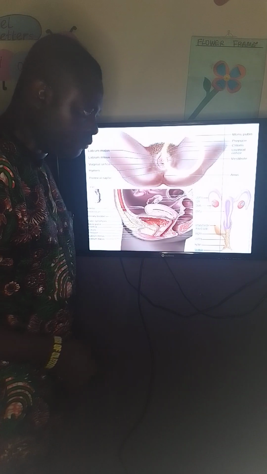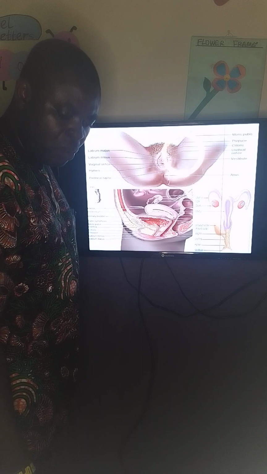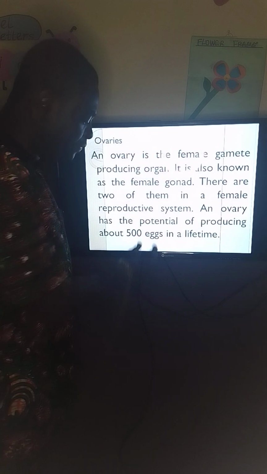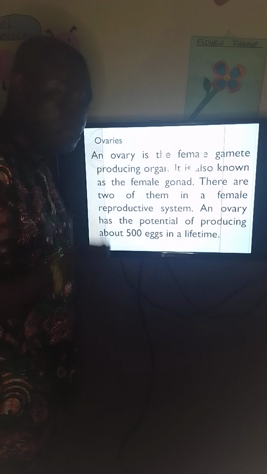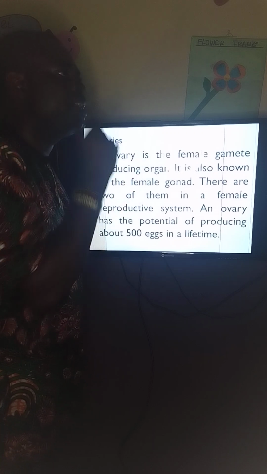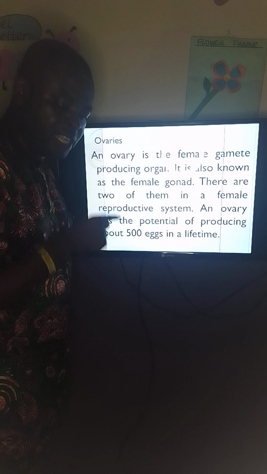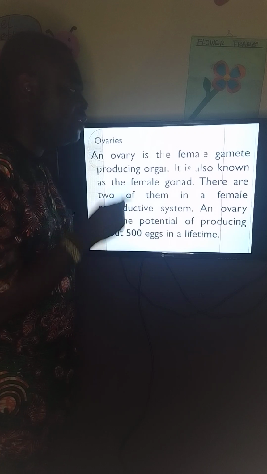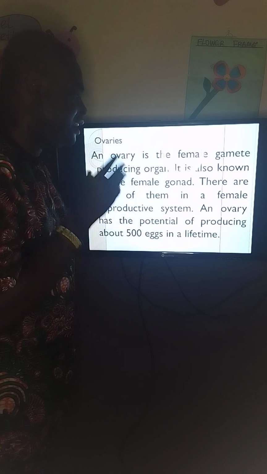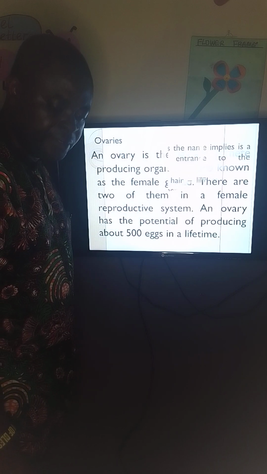Now, each of these ovaries contains about 500,000 eggs. But only one of them becomes mature at each menstrual cycle, which we are going to talk about later. So take note of that. The ovary is called the female gonad, and a normal human being has two ovaries. So take note of that.